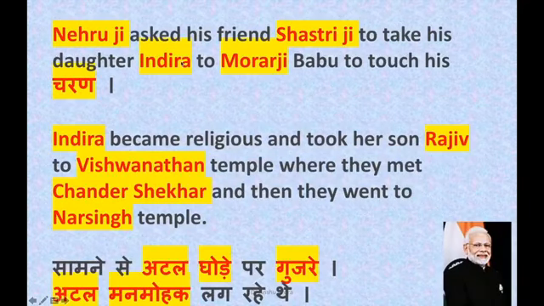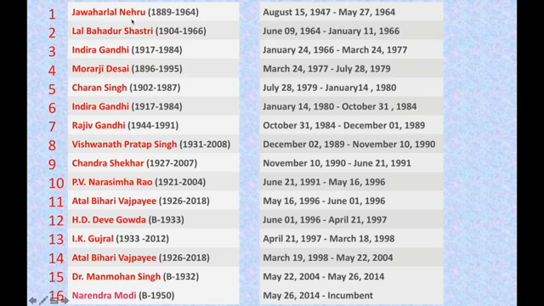Nehruji, Shastriji, Indira, Morarji, Charan, Indira, Rajiv, Vishwanath, Chandrasekhar, Narsingh, Atal, Ghode, Guzre, Atal, Manmohak. And yes, the 16th Prime Minister, Narendra Modi. So just for the record, let's look at the list and see if we got all 15 of them in the right order. The first Prime Minister, Jawaharlal Nehru, from 47 to 64, had asked his friend Shastri ji, Lal Bahadur Shastri, from 64 to 66, to take his daughter Indira Gandhi, from 1966 to 1977.